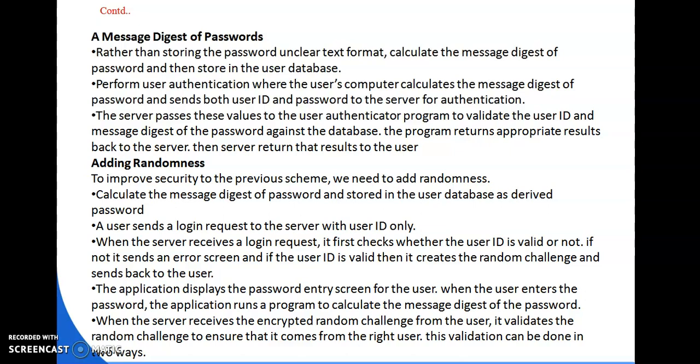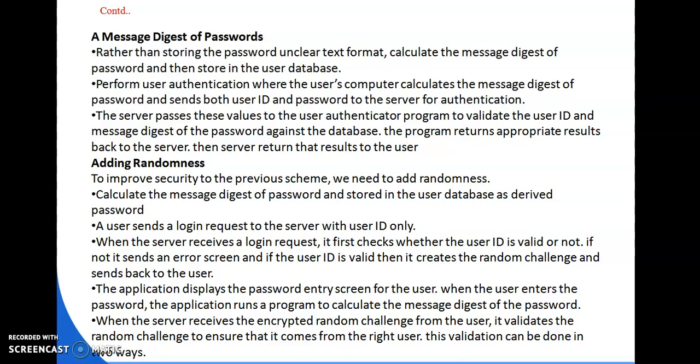But what do we mean by randomness? First, you calculate the message digest of the password and store it in the user database as the derived password. The user sends a login request to the server, right? First, whatever the password is, a message digest is created for that password, and that encrypted password is now stored in the database area. Second, the user sends a login request to the server with the user ID only.